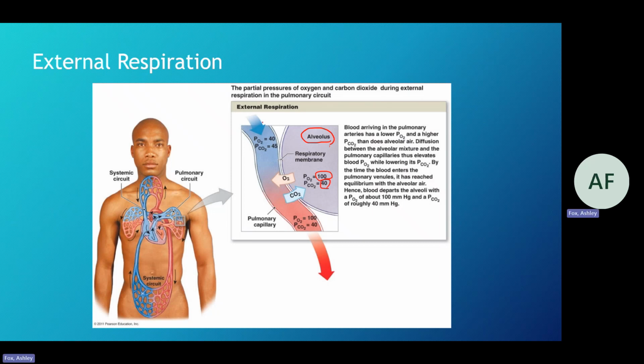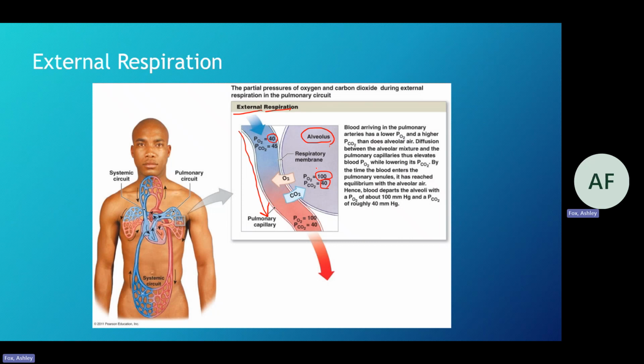So this is the way blood flows through the pulmonary capillary. Remember, we're coming in deoxygenated from our pulmonary arteries, coming through the pulmonary capillaries to pick up oxygen and get rid of carbon dioxide. That's the point of what's happening in external respiration. Pick up oxygen, get rid of carbon dioxide. So look at the partial pressure of oxygen coming in. It's 40.